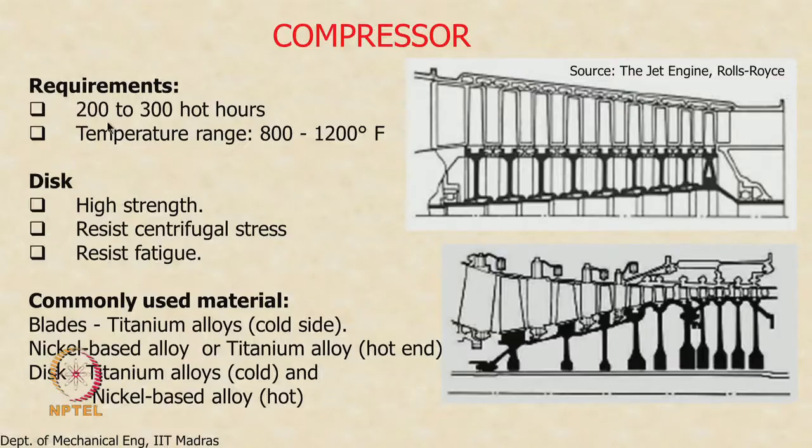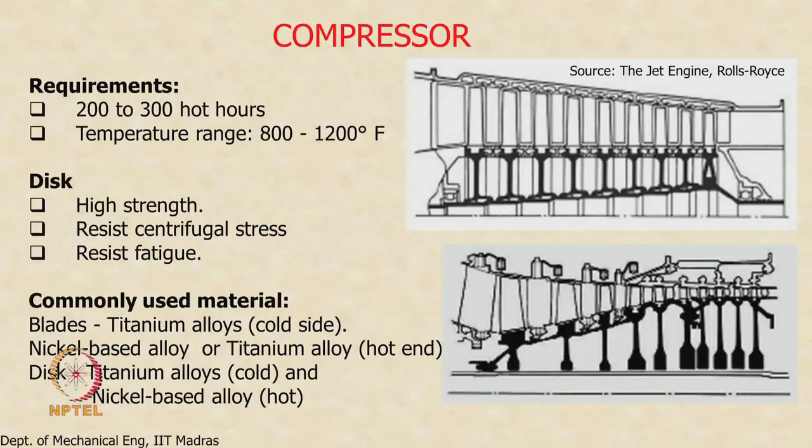Right. So, the general requirement is that it should work for 200 to 300 hot hours. This is classified differently. The number of hours is usually determined based on the duty cycle of the engine. A typical engine will go through, for example, takeoff, climb, cruise, descent, land, reverse thrust, and shutdown. So, that is the duty cycle.